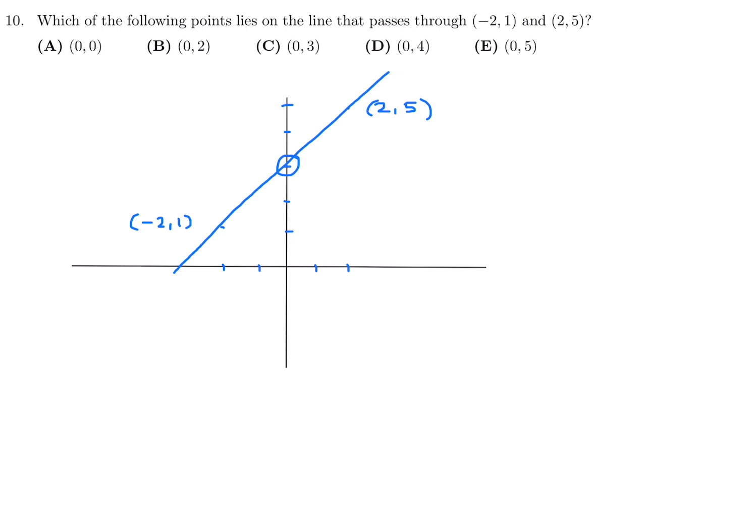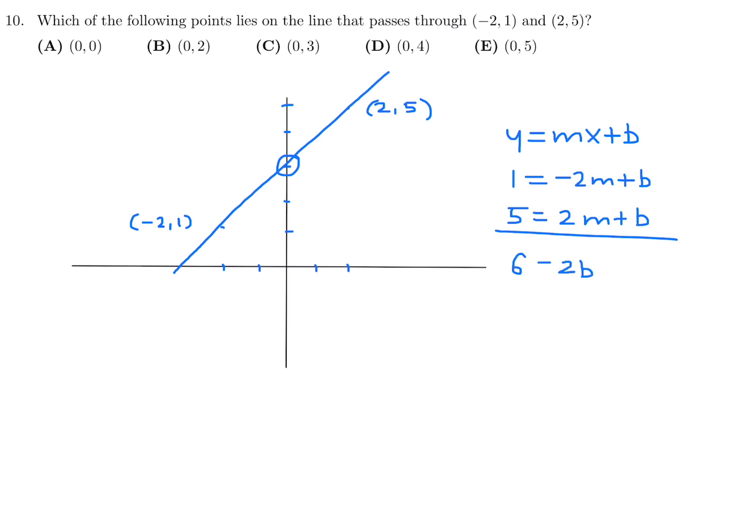Or you could do it the more scientific way, which is actually figuring out the equation of the line. And it won't take that long. Just substitute in that point, and you get 1 is equal to minus 2m plus b. Substitute that point, and you get 5 is equal to 2m plus b. Adding these two, you get 6 is equal to 2b, and b, therefore, is 3. And then you substitute that into any of these to get the value for m. 5 will be 2m plus 3, and therefore m is equal to 1.